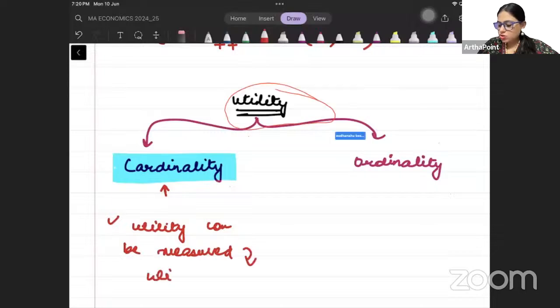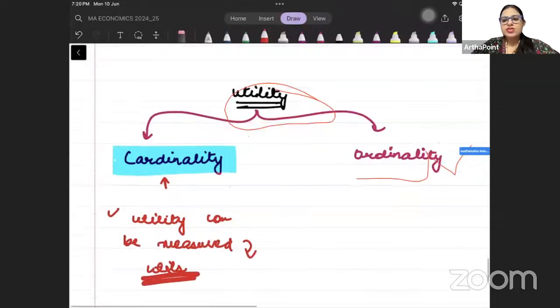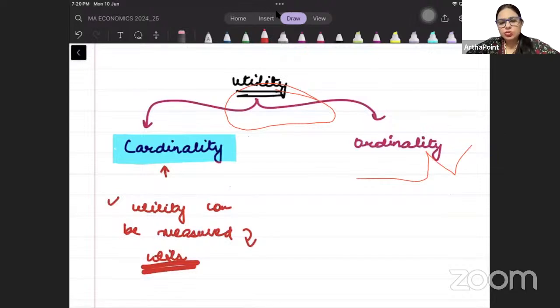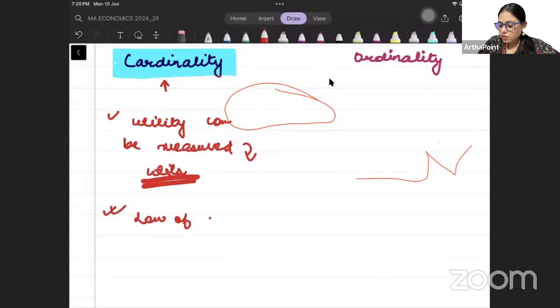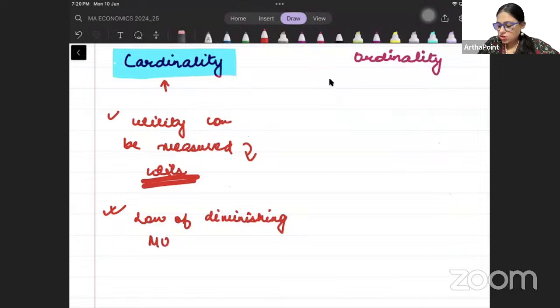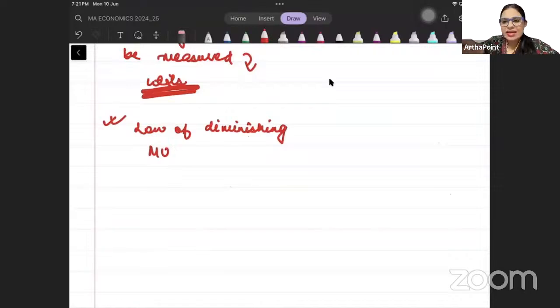And its unit is utils. So it says that we can measure utility. The units of utility will be utils. And this says that we have something known as the law of diminishing marginal utility. As you keep on consuming a commodity, the additional utility that you get from that commodity will continue to decline.